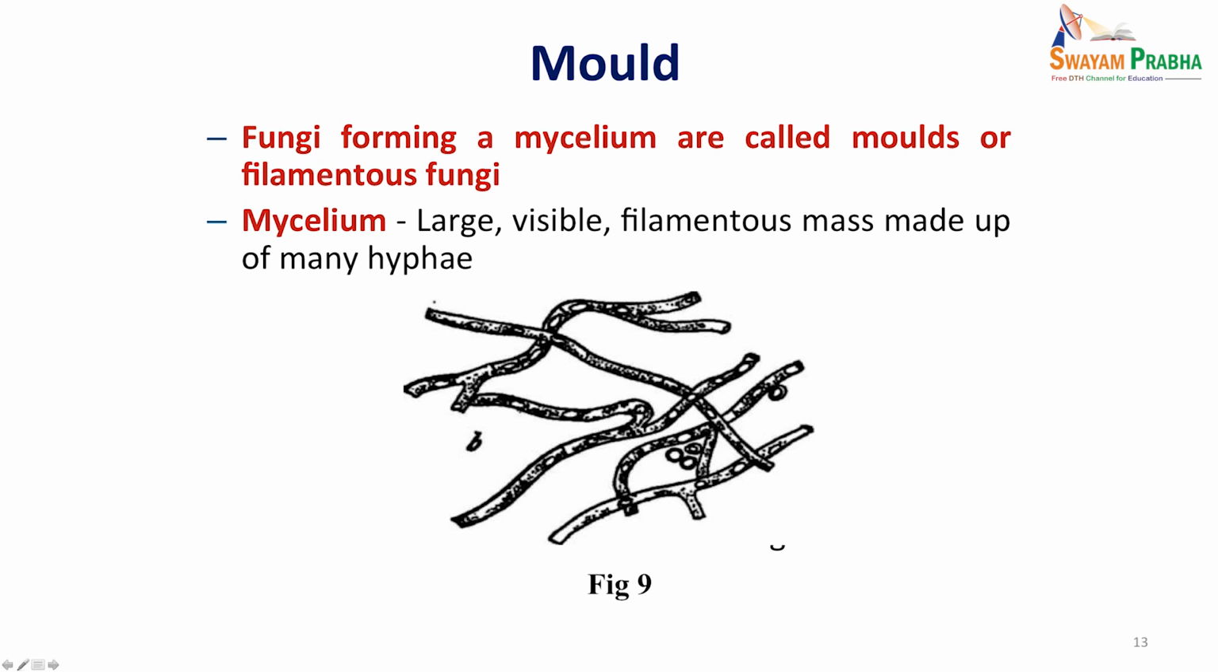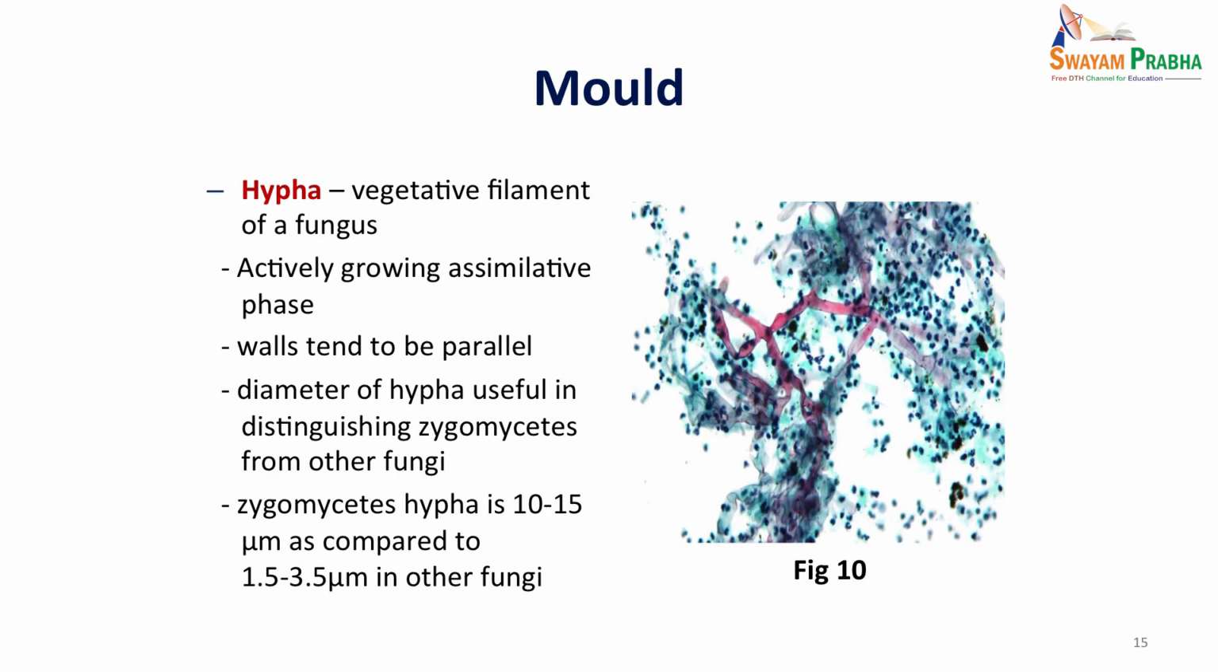Also, mould when it is seen, it could be filamentous like I told you. They are large filamentous masses of hyphae. Either they can have septations, then they are known as septate mycelia, or they could be just cytoplasm flowing through and through, that is no septations, and they are known as non-septate mycelia. An individual portion of the mycelium is a hypha. The individual vegetative filament is known as hypha, and it is also the actively growing assimilative phase. Usually the walls of the hyphae are parallel, you will see, and the diameter of the hypha is useful in distinguishing different fungi.